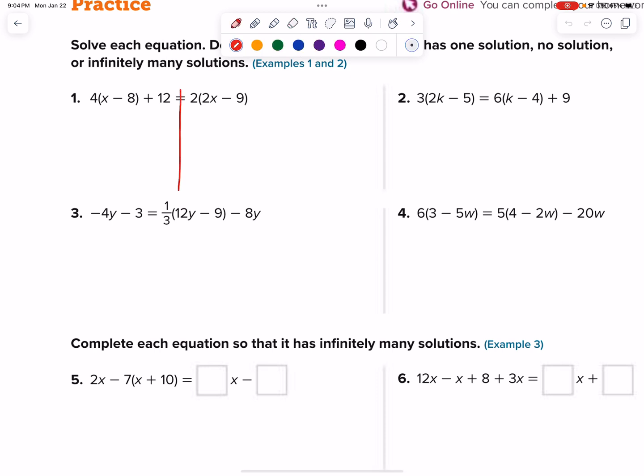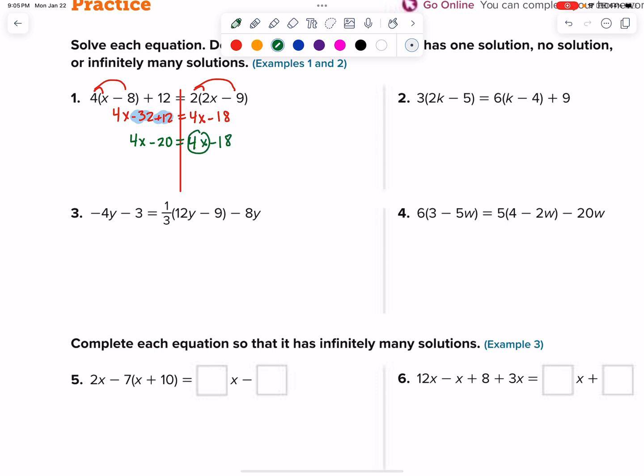So right away, I'm separating my workspace. I know step 1 is to simplify the expressions on each side. And so we are left with 4x minus 32 plus 12 equals 4x minus 18. I know I need to combine like terms, so that's the constants right there. And so we're left with 4x, different sign, subtract, 32 minus 12. So we have 32, 22, 21, 20. So we have minus 20 equals 4x minus 18.